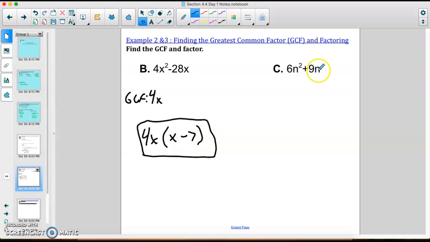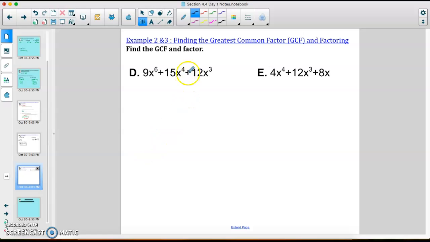Okay, over here, the biggest thing we can take out from both of these things is a 3. And they both have an n, so we can take out an n as well. And so this is our GCF. Okay, 6 divided by 3 is 2. N squared divided by n is n. 9 divided by 3 is 3. N divided by n cancels itself out. Sorry, that's a 2.